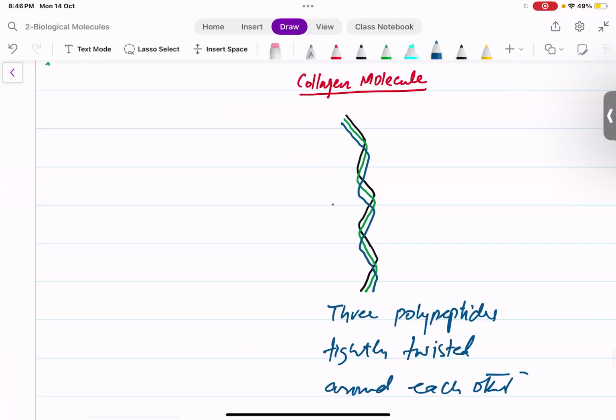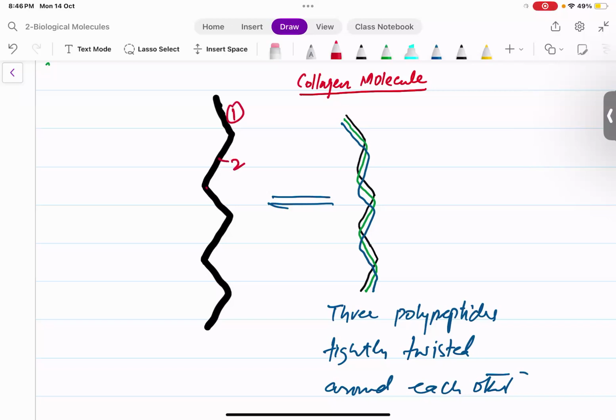So if we look at one polypeptide, each polypeptide has a repeated sequence of 3 amino acids. Every third amino acid, if this is number 1 amino acid, this is number 2 amino acid, and this is number 3 amino acid. Every number 3 amino acid, this is number 3, then we have 1, 2, and this is number 3. So every third amino acid is glycine.